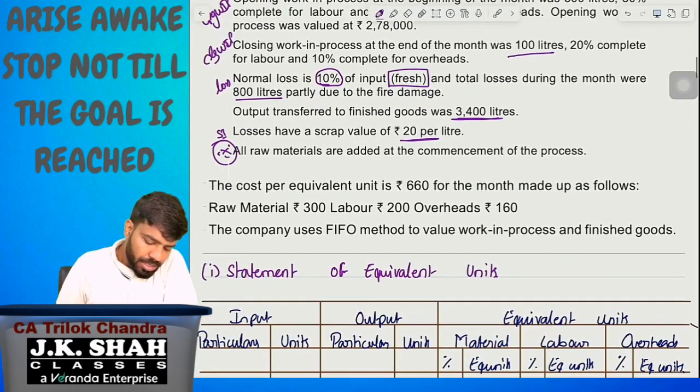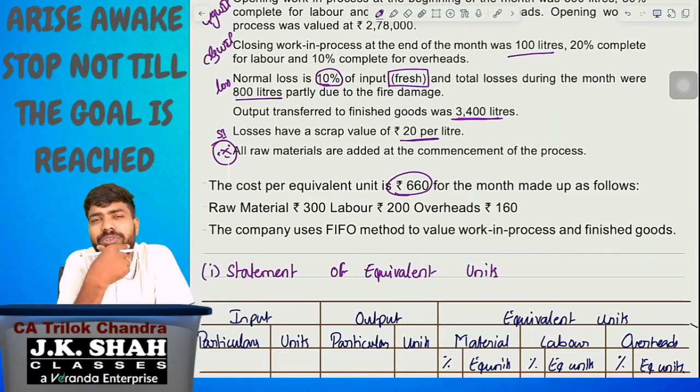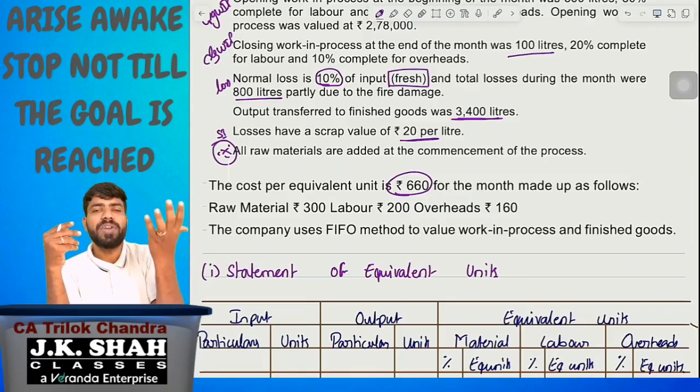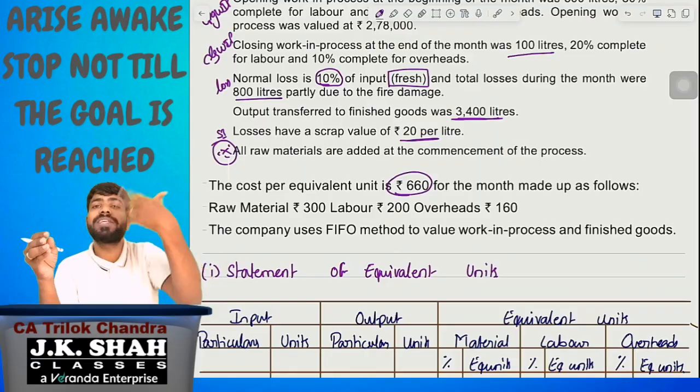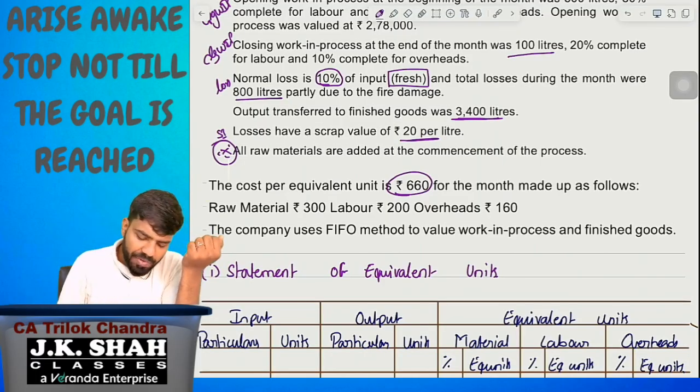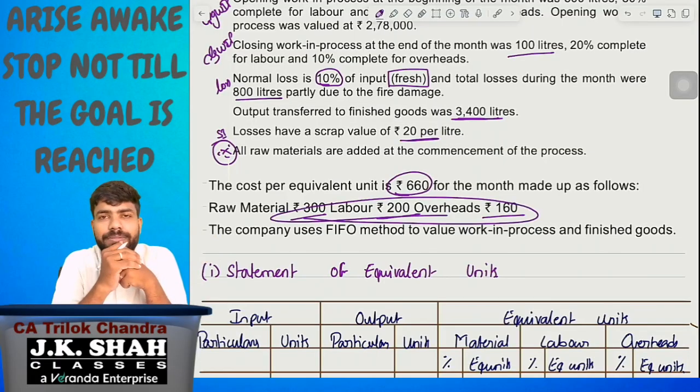Okay, next. The cost per equivalent unit is 660 rupees. In most questions we calculate the cost per equivalent unit, but in this question they have given the cost per equivalent unit. By preparing the statement of equivalent units, we'll get the equivalent units into cost per equivalent unit, we'll get the total cost. It's a reverse calculation. Now cost per equivalent unit is 660 for the month, made up as follows. Raw material 300 rupees, labor 200, overheads 160. Put together we'll get the 660.